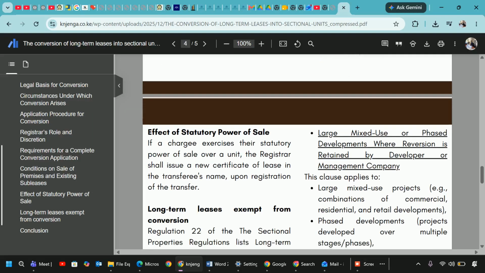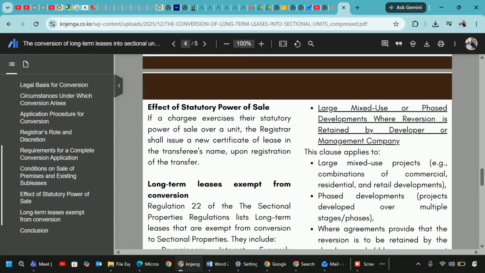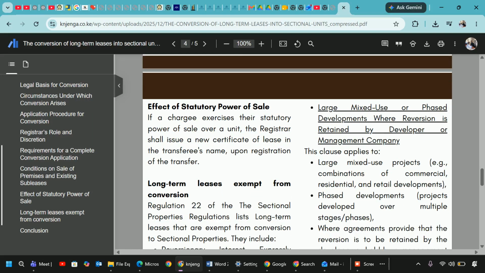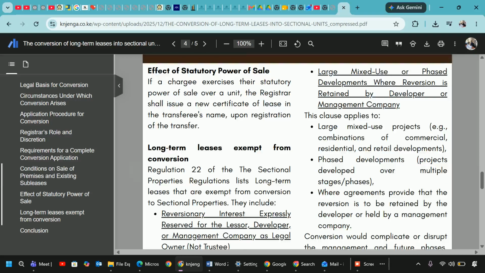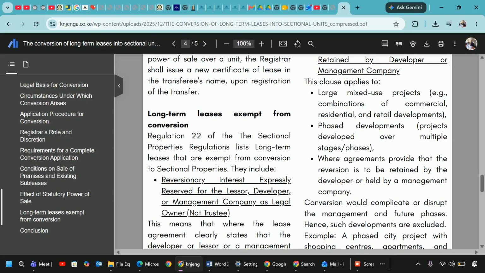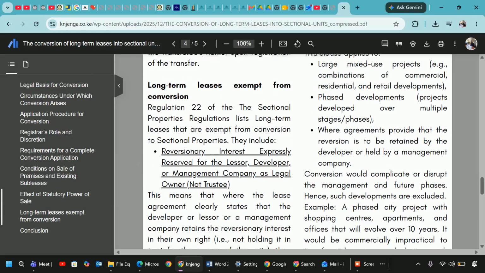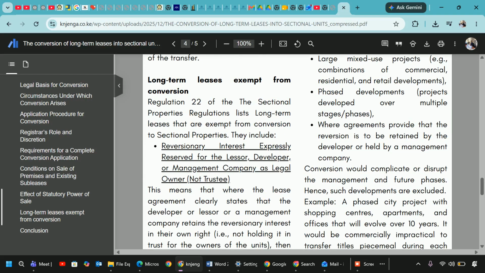What is the effect of statutory power of sale? If a chargee exercises the statutory power of sale over a unit, the registrar shall issue a new certificate of lease in the transferee's name upon registration of the transfer. Long-term leases exempt from conversion. Regulation 22 of the Sectional Properties Regulations lists long-term leases that are exempt from conversion to sectional properties.